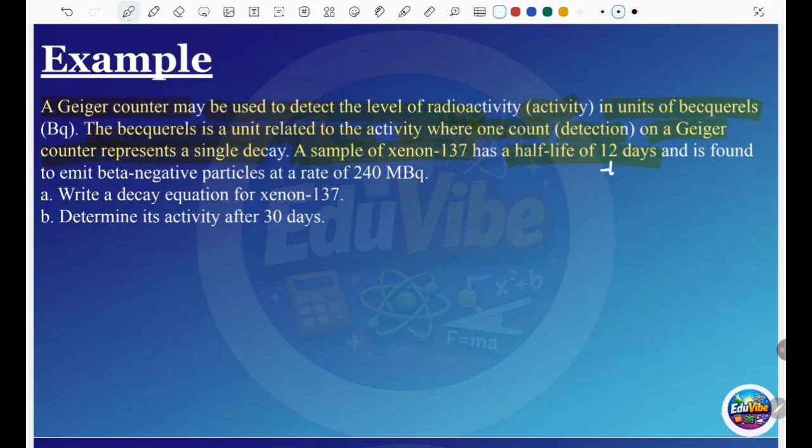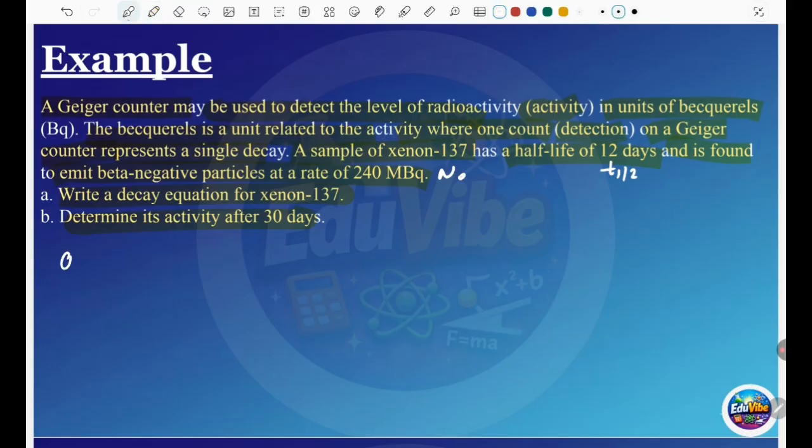They gave us the T half, and it is found to emit beta negative particles at the rate of 240 MBq. So this is the initial thing given to you. You have to find the decay equation for the Xenon 137 and the activity after 30 days. So you have to find the N.